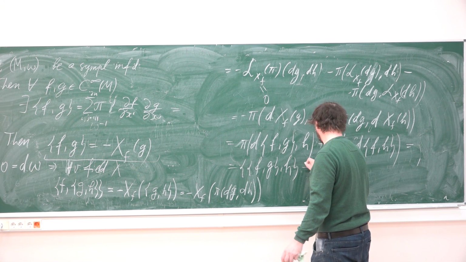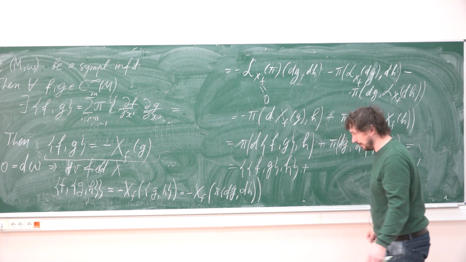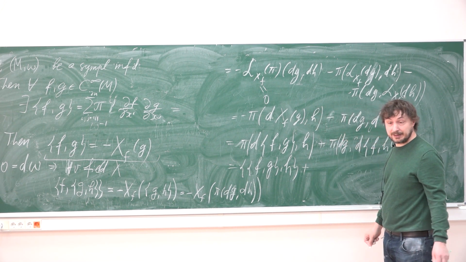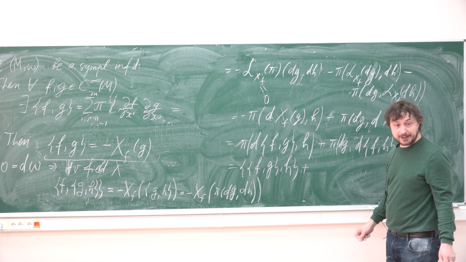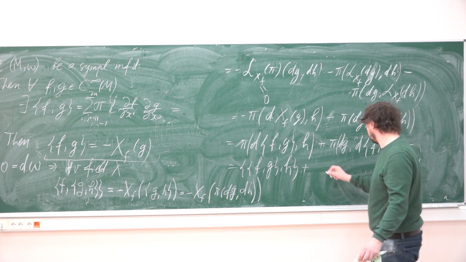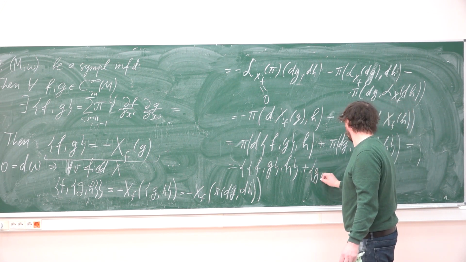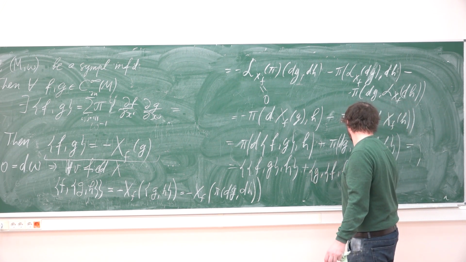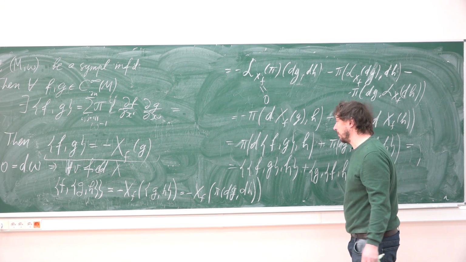Because as I explained, Jacobi identity can be written as the condition that the bracket verifies the Leibniz rule with respect to itself. So that's precisely the Jacobi identity.